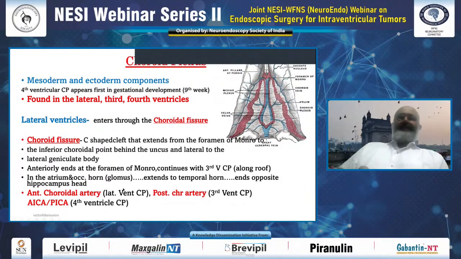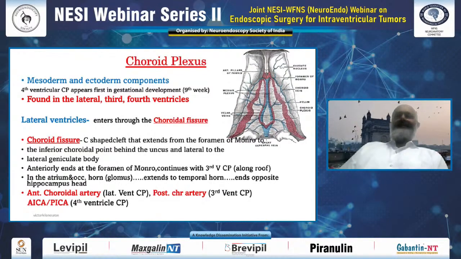The choroid plexus ends at the foramen of Monroe, like we have seen earlier. In the atrium and occipital horn, it forms a glomus and extends to the temporal horn and ends opposite the hippocampal head. The arteries supplying the choroid plexus would be the anterior choroidal artery and posterior choroidal artery, and of course the branches of the AICA and PICA in the fourth ventricle.